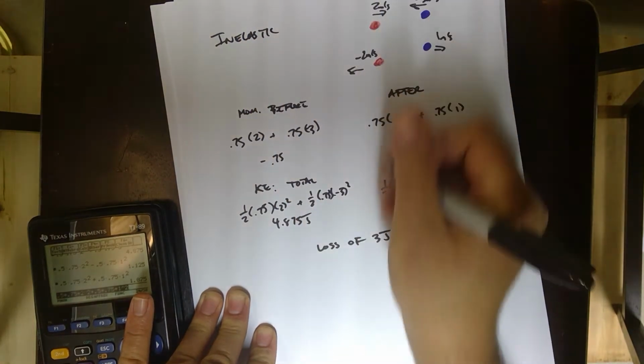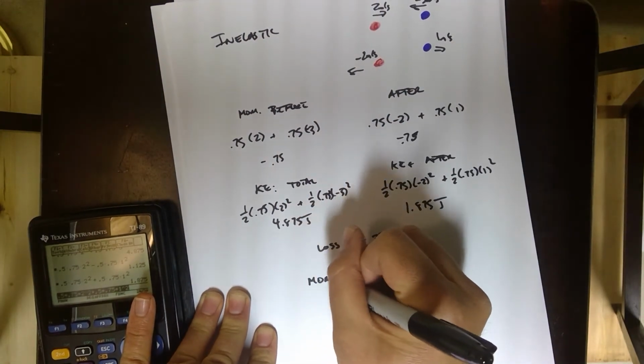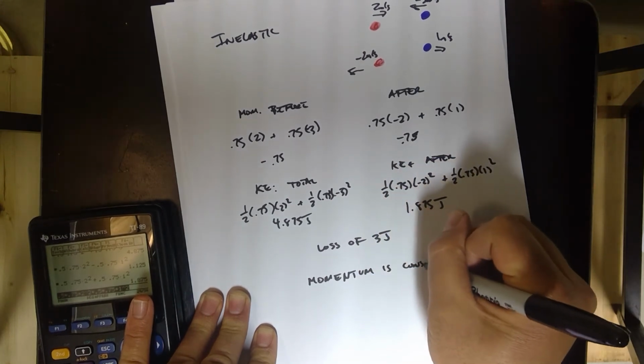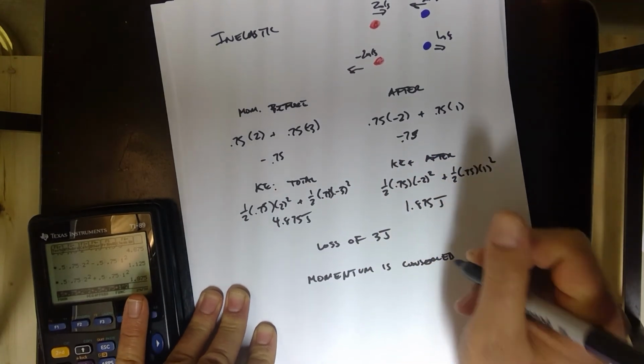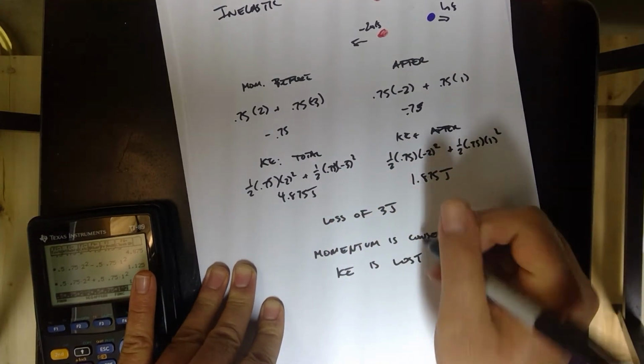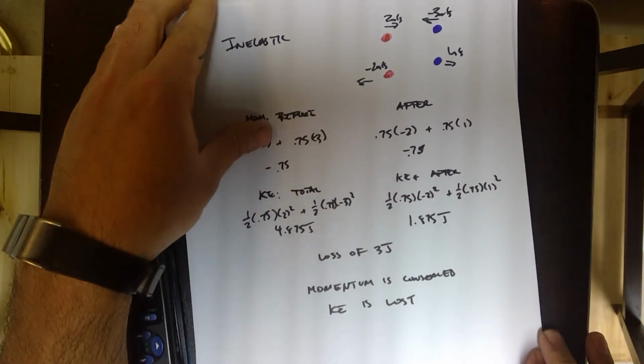Now, what we have here is that, again, momentum is conserved. Momentum will always be conserved in collisions, but kinetic energy here is lost. So that's the difference between perfectly elastic and inelastic.